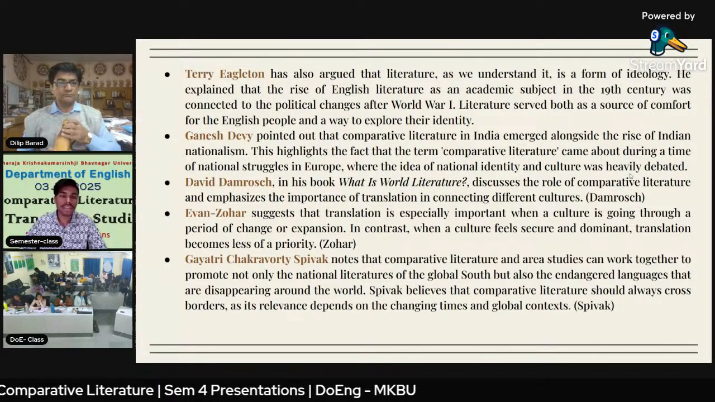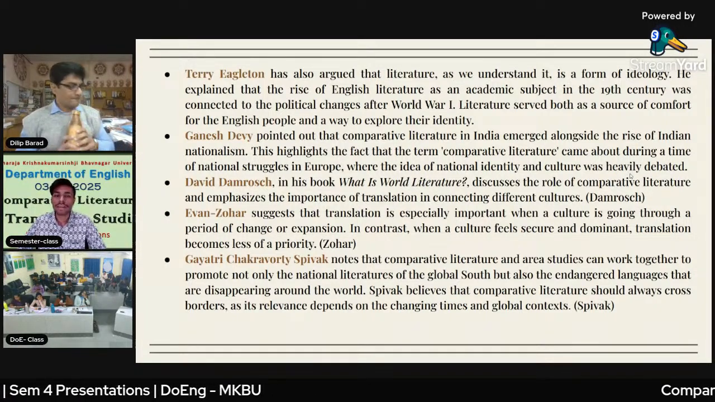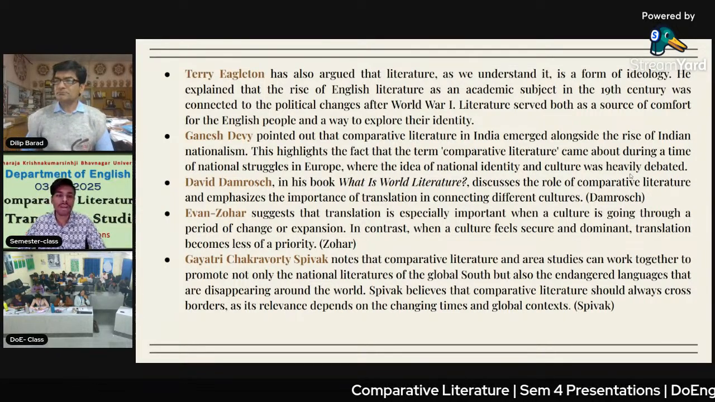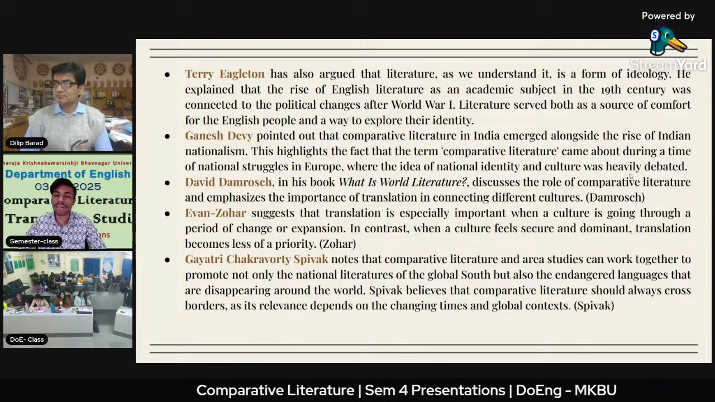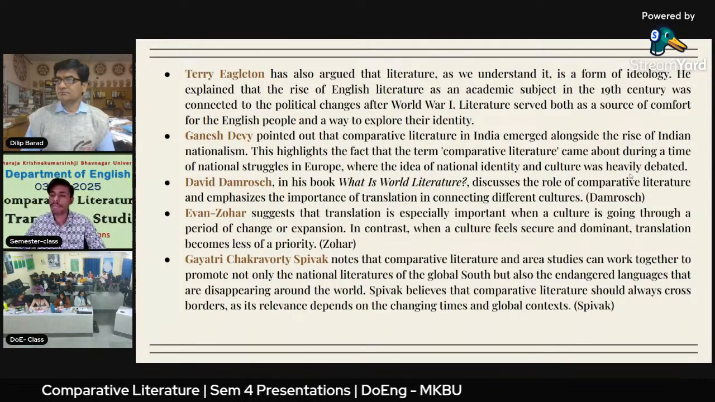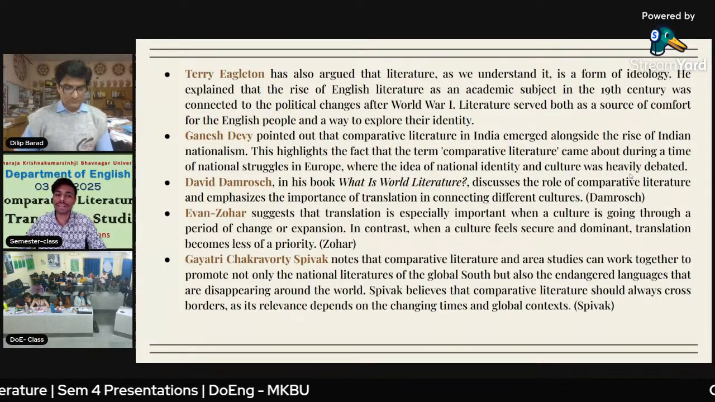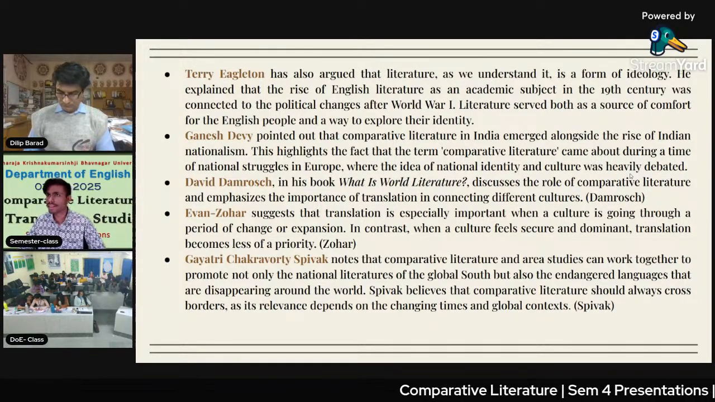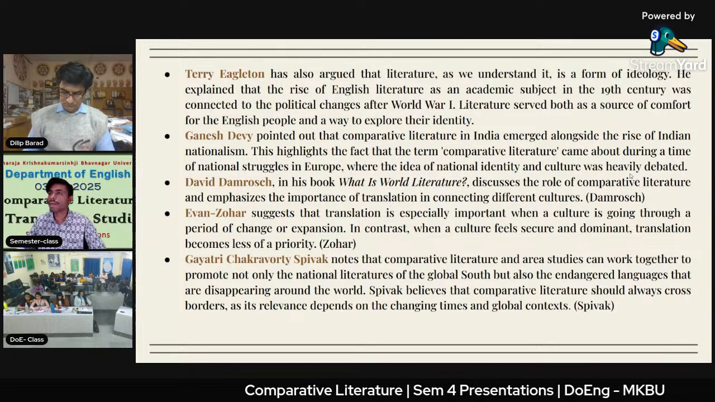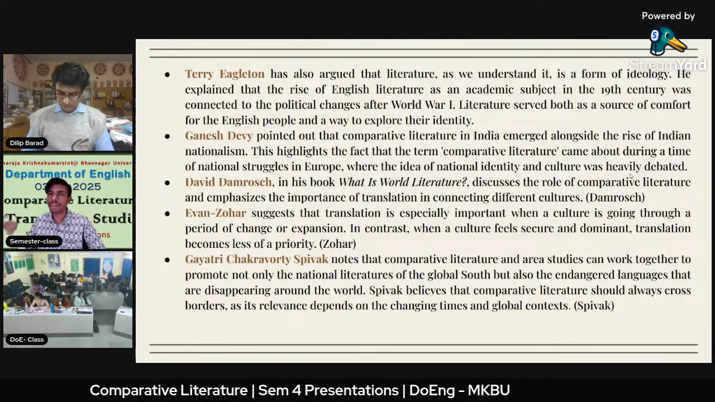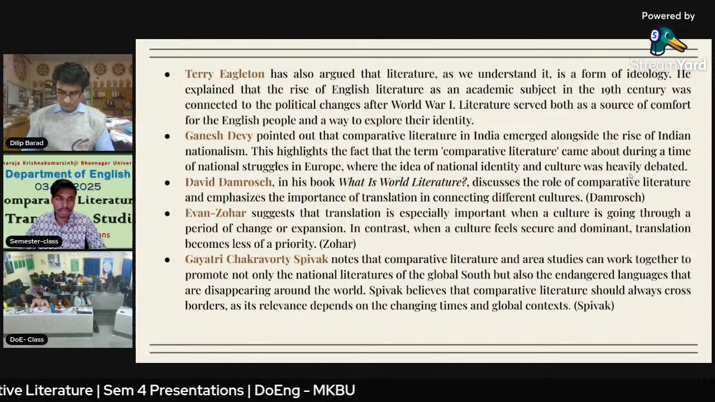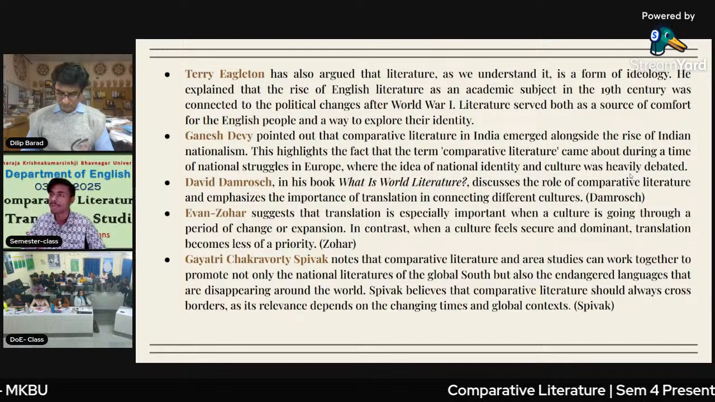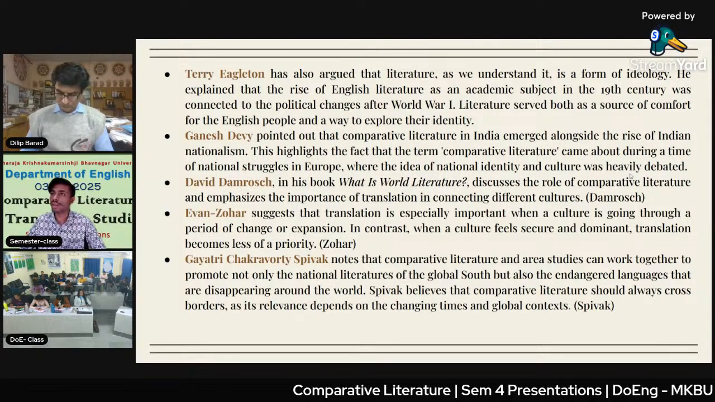Another is Ganesh Devy, who pointed out that comparative literature in India emerged alongside the rise of Indian nationalism. It also highlights the fact that the term comparative literature came about during a time of national struggle in Europe, where the idea of national identity and culture was heavily debated. So we can find out how the struggle was going on in Europe, and comparative literature took a big part in that. Both things were debated in Europe.